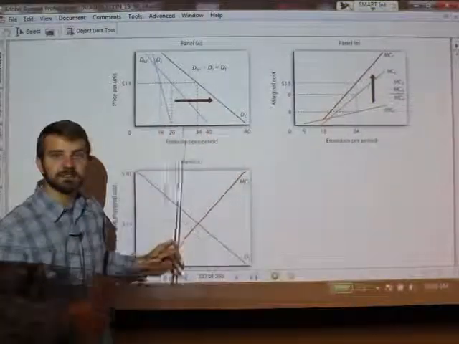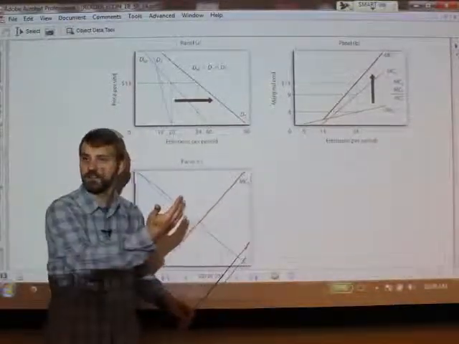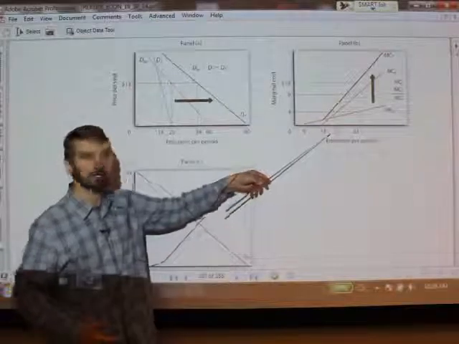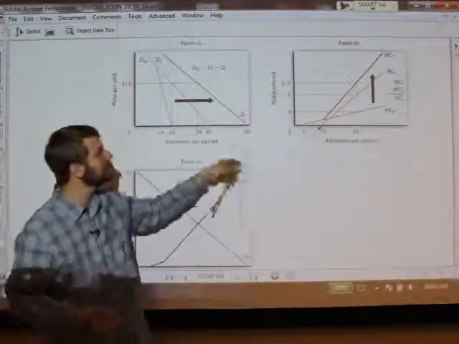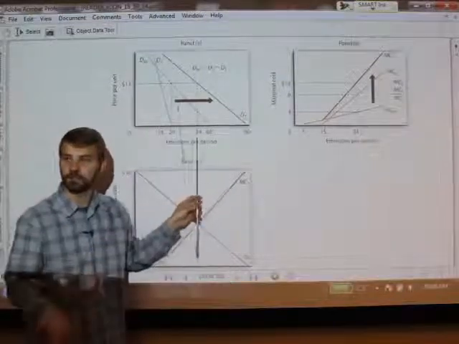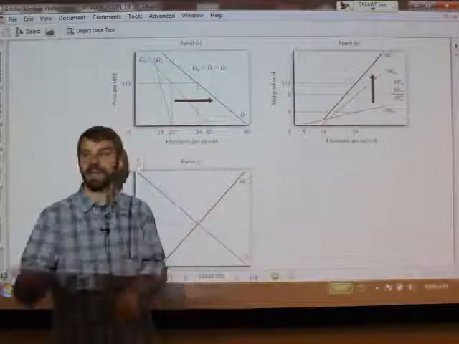Here, it's similar, but we sum the curves horizontally. The reason is because these people are consuming an externality. They don't want to consume it, but they're consuming an externality. But these people are producing the pollution. And the more pollution that's produced, the more is added to the total pollution.